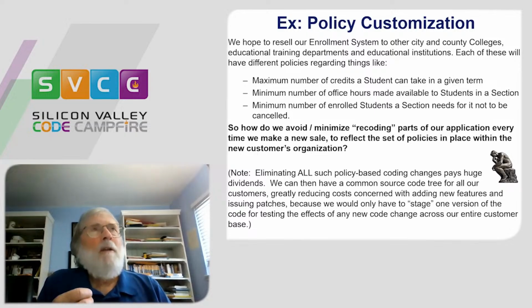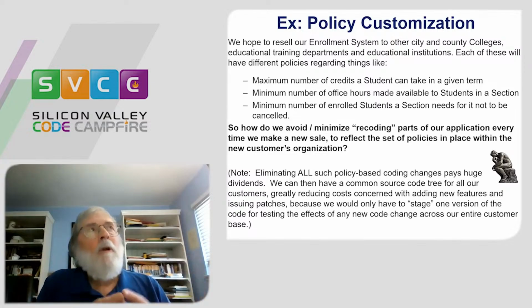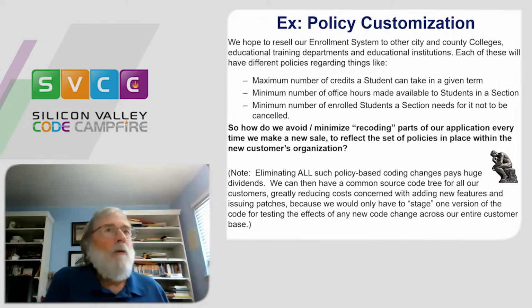Policy is things that define how an application works at a given site. So what's the maximum number of credits a student can take in a given term? Maximum number of office hours, minimum number of enrolled students below which the section gets canceled. These are numbers that are part of the application, but they're going to vary with every place that application is installed. So if we're a vendor, how do we minimize the recoding that's involved when we sell it to a new college? Where do we make those changes?